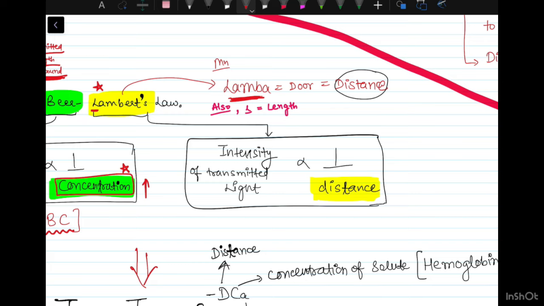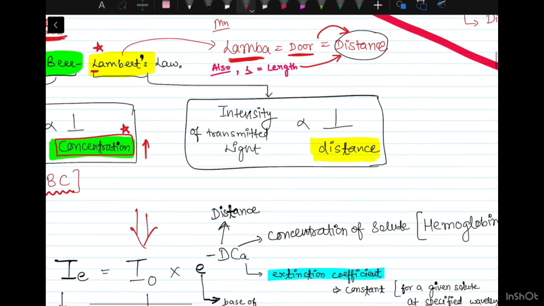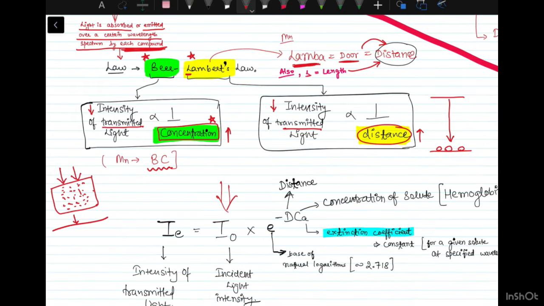Then the other law is Lambert's law. Lambert's law, L for length, you can remember it by various mnemonics. L for L, that is length. You can consider length like a distance. Or L for lamba, lamba means dur. Dur is also like distance. So this is an easy mnemonic for the same. It is related to the intensity of transmitted light being inversely proportional to the distance. So the more distance the light has to travel, the lesser will be the amount ultimately reaching, that is the transmitted light will be lesser. So more the distance, less will be the intensity.